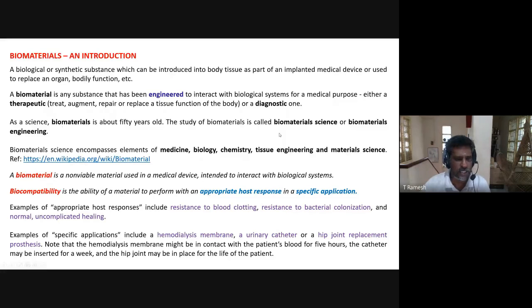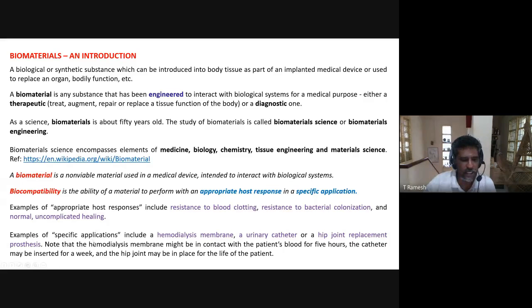So what are the host responses? For example, the host responses include resistance to blood clotting, resistance to bacterial colonization, and normal uncomplicated healing. It should not produce any of these harmful effects in the body.